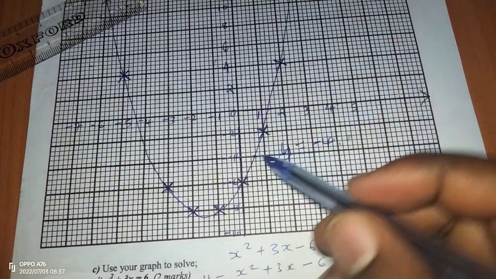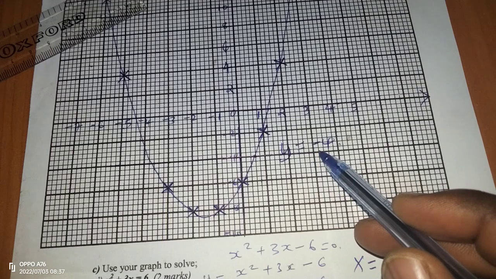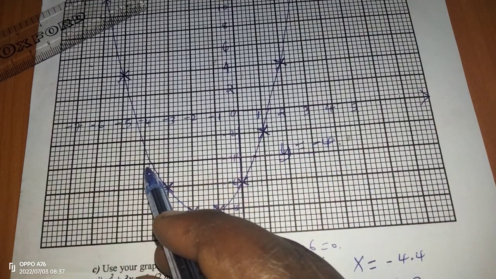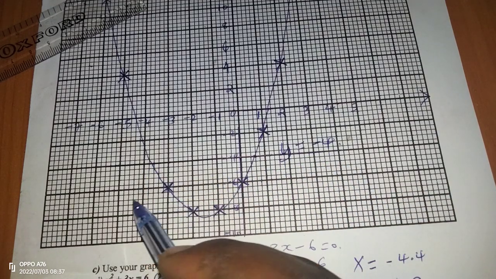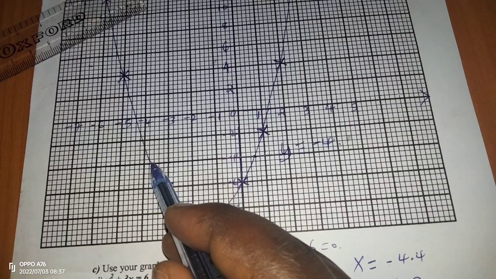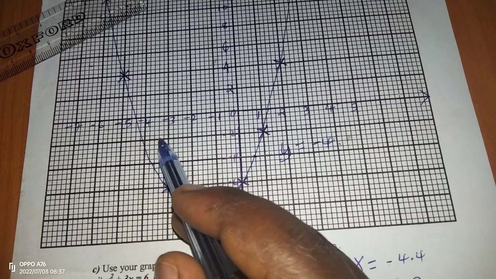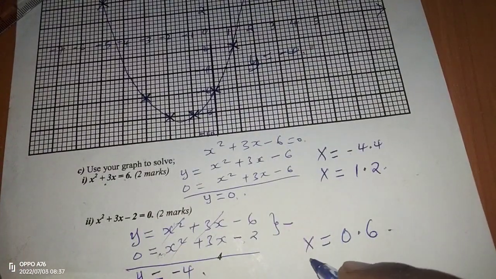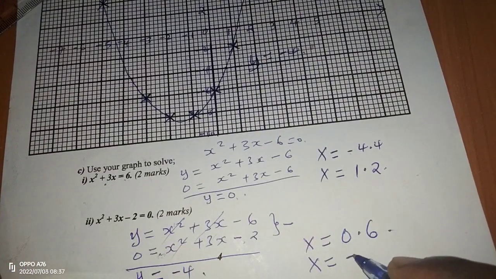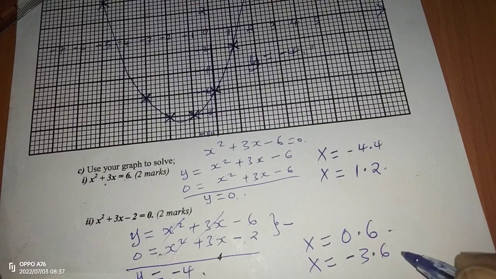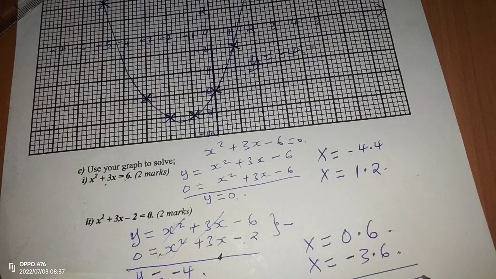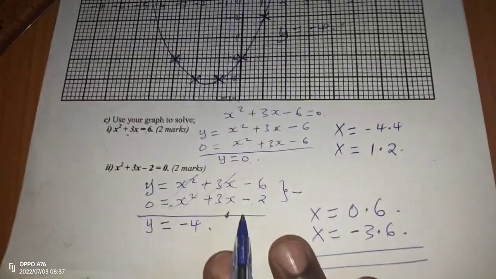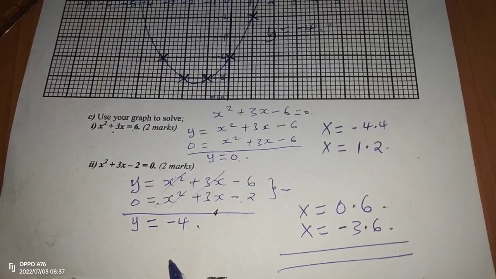And the other coordinate where the line y equals negative 4 is cutting the graph is at this point. Therefore, it is also cutting the curve at the point negative 3.6. X is also equal to negative 3.6. So those are the values of x where the respective lines are cutting the graph.